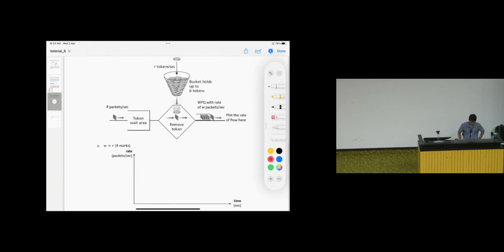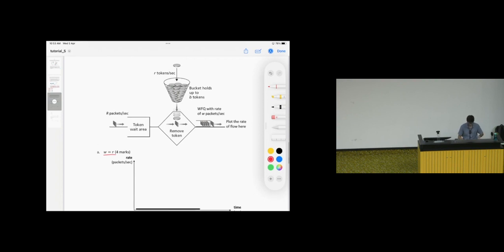So, in the first one, W is equal to R. So, small r. Let's first remember what the leaky bucket does. Here we do not need to remember any formulas. We don't even use anything. We just need to think and understand how that works.